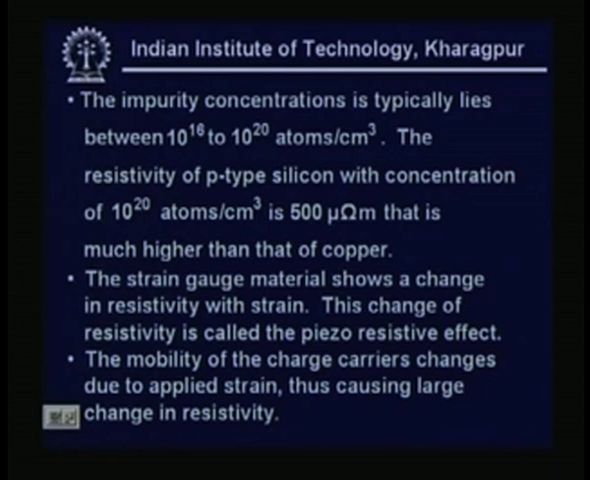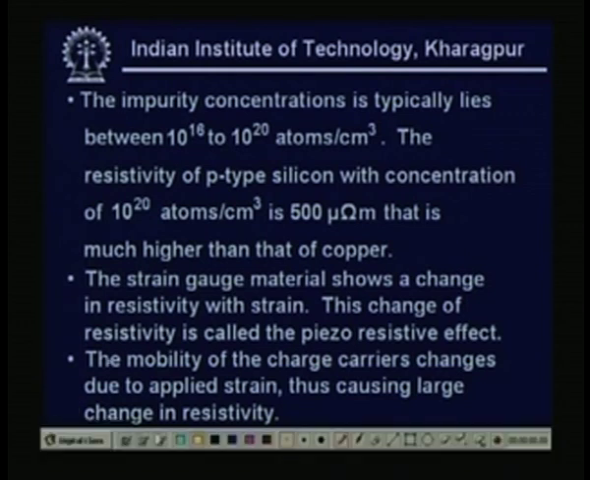Interestingly, if you increase this beyond 10 to the power 20, you won't get much change of resistivity when you apply strain, whereas if it lies between these two values, you will get sufficient change of resistance in a semiconductor strain gauge. That is what we actually want. The strain gauge material shows a change in resistivity with strain, and this change of resistivity is called the piezoresistive effect. The mobility of the charge carriers changes due to applied strain, thus causing a large change in resistivity. This is the most important.